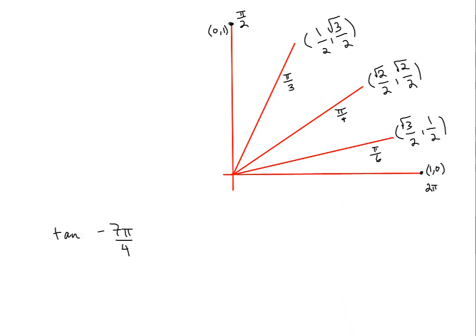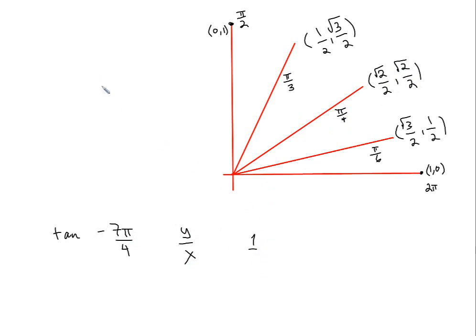Alright, so tangent negative 7 pi over 4. Well, since we're dividing by 4, we know we're going to be using the x and y values from pi over 4, right? And tangent, we know, is y over x. In this case, since they're the exact same thing, basically, you know that your answer is going to be 1, right? Because you're taking rad 2 over 2 divided by rad 2 over 2. So you know your answer is going to be 1.